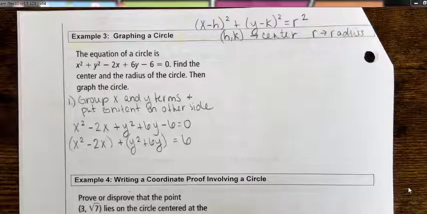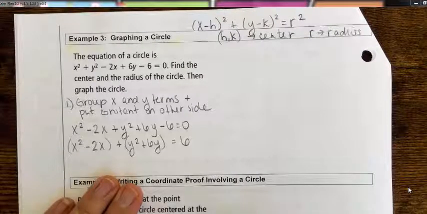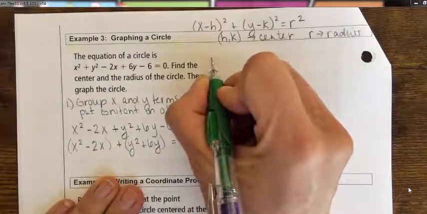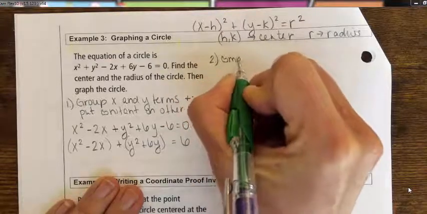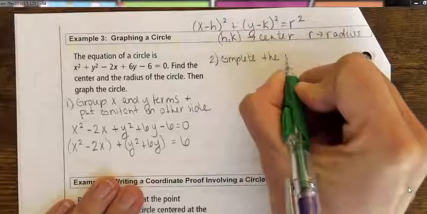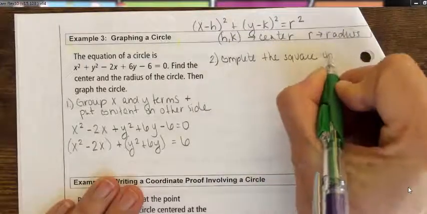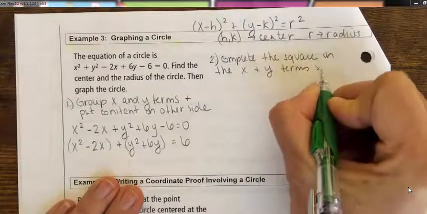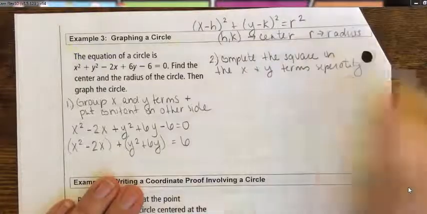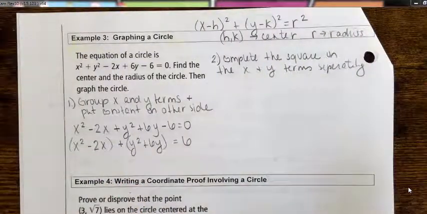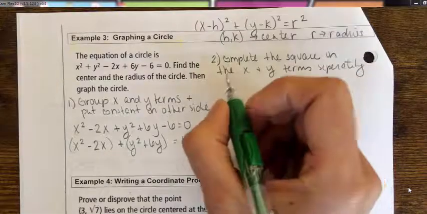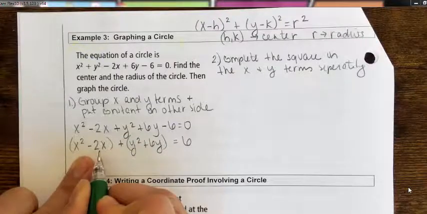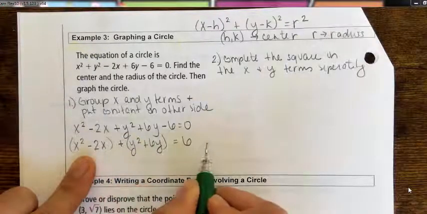All right, now from here, sorry, I'm choking. From here, what we have to do is complete the square on the x and the y terms separately. Okay, so number 2, we're going to complete the square on the x and y terms separately. Did I spell that right? Separately. I think so. So I'm going to take my first group here with the x's, and I'm going to complete the square there. Now, whatever I end up adding here, I'm going to have to add to the other side as well.